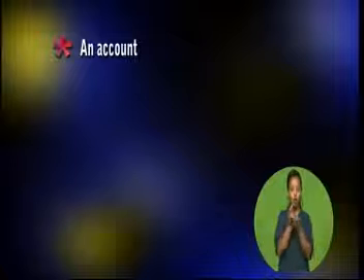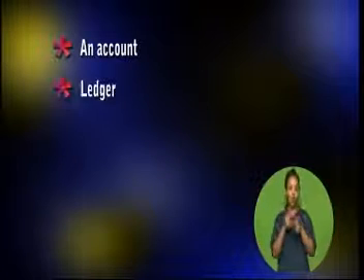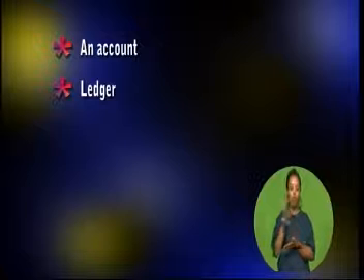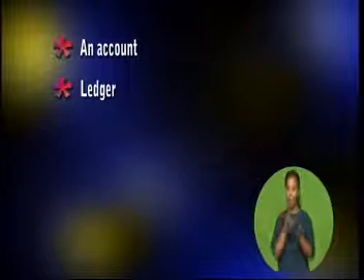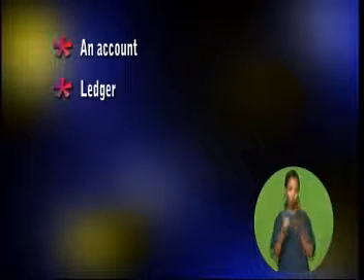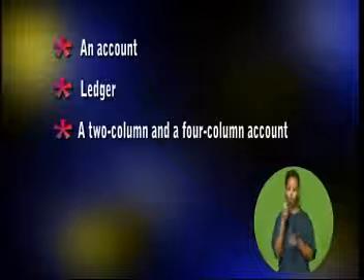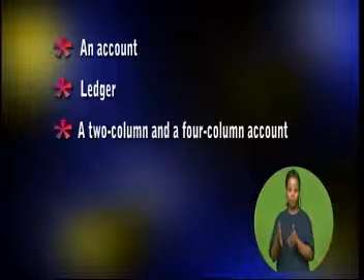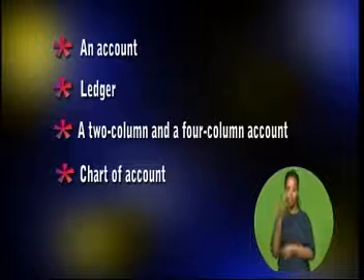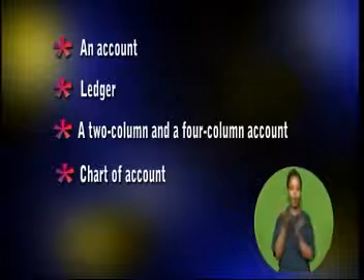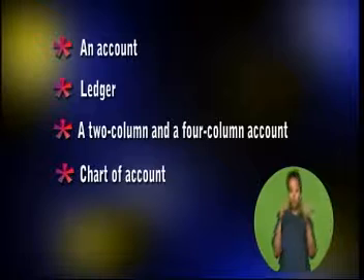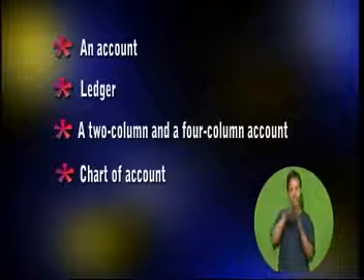A group of all accounts is called a ledger. There are several forms of account. Some of these are the standard forms of account, a 2-column account and a 4-column account. The chart of accounts is the code of accounts and a listing of the accounts by title and numerical designation.